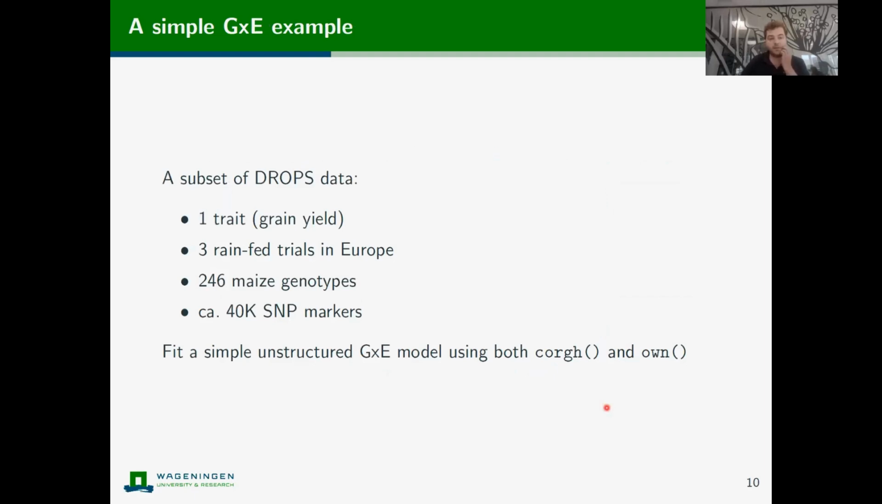So just as a simple example, I wanted to basically use own to fit an unstructured G/E model, just to get an idea of how it works. Using a subset of DROPS data, which is data from a European project. For the small example that I'll show here, it's just one trait, grain yield, very simple: 3 rain-fed trials in Europe, 246 maize genotypes, and a kinship based on genomic markers. And so we'll see how to fit an unstructured model for those 3 environments using both the built-in function corgh as well as own.